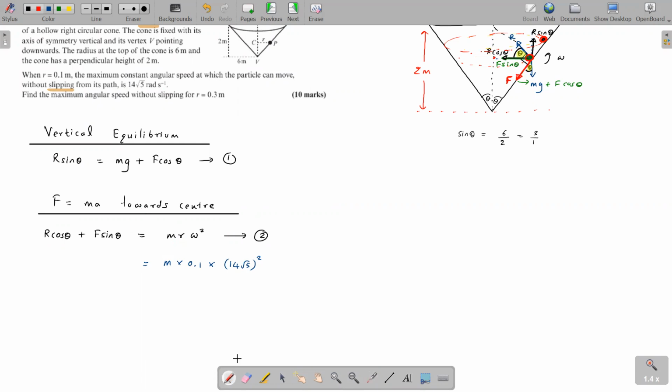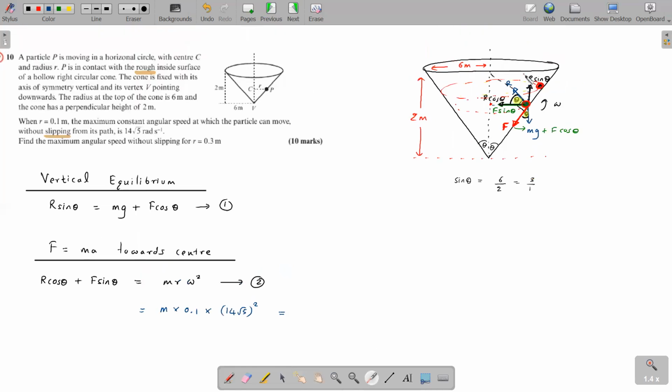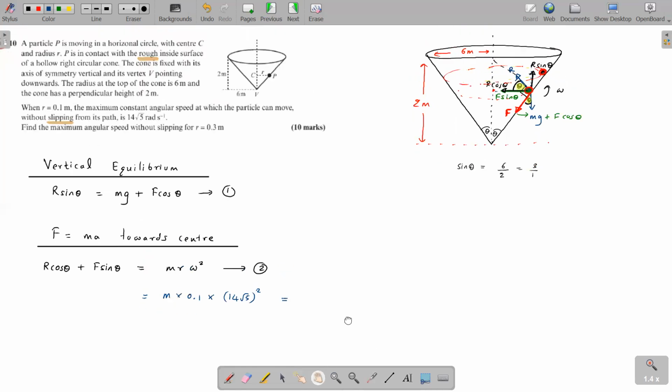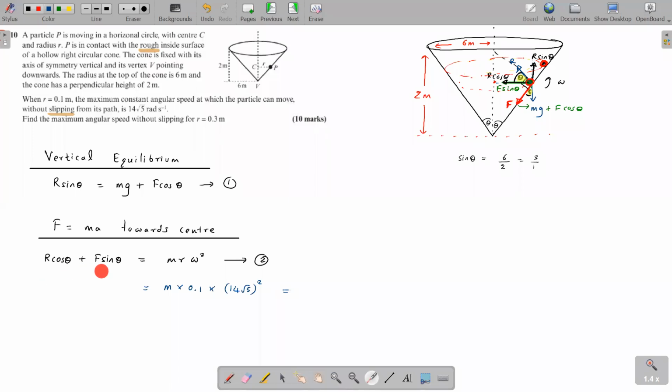So this is going to be the same. Again, the R cos theta plus F sin theta will exactly be the same value when you're at the higher elevation also, because the R cos theta plus F sin theta value does not change. Even this ratio doesn't change, even though you are at two different elevations. So that's why I'm just directly equating. R cos theta plus F sin theta at the higher elevation is also m, radius is 0.3, and we need to find the omega squared. We need to find the angular speed, right?